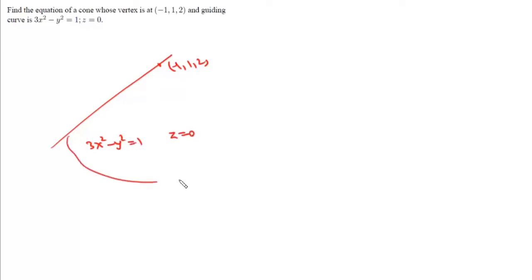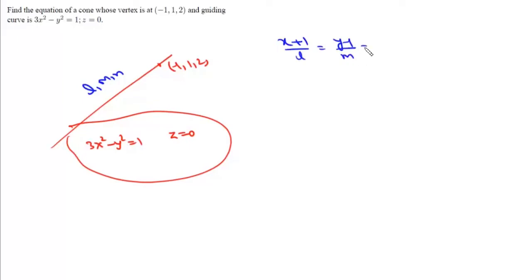Now here the question is, find the equation of a cone whose vertex is at (-1, 1, 2) and guiding curve is 3x square minus y square equals 1 and z equals 0. So we have this guiding curve. Now let the direction ratios be L, M and N. Then the equation of the generator, we can write this as (x plus 1) upon L equals (y minus 1) upon M equals (z minus 2) upon N.